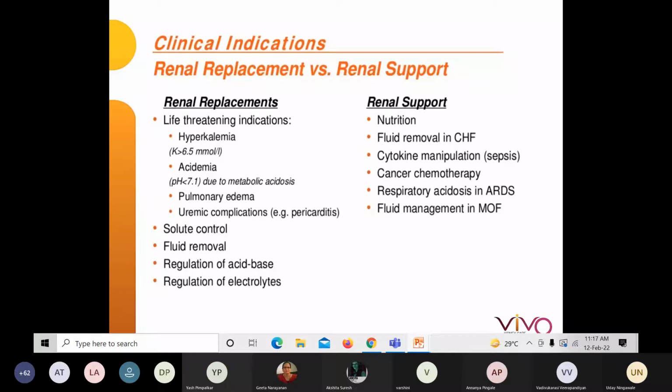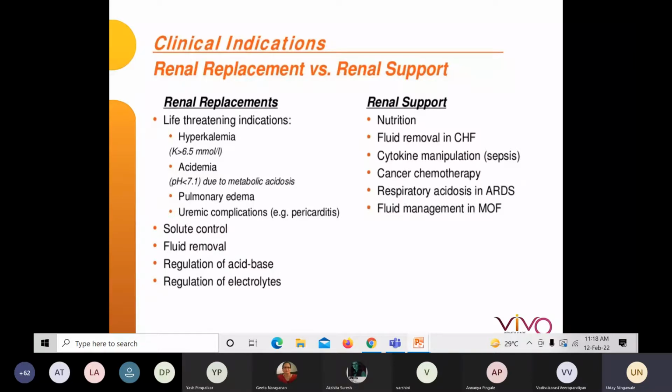So this can be done with two types: renal support and renal replacement. Life-threatening indications, that is hyperkalemia. When the potassium in the blood is increased to more than 6.5, it is considered hyperkalemia, and it can give a heart attack. It is related to heart attack, and it is a very life-threatening indication. Acidemia, pH less than 7.1 due to metabolic acidosis.